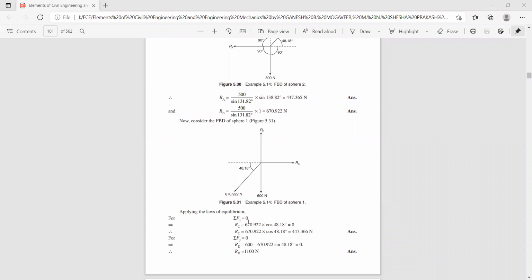So then sigma Fx, thereby we'll get the value of RC as 447.366 Newton. And again sigma Fy, that is RD minus 600 minus RB sine 48.18. So thereby you get the value of RD also. So that is 1,100 Newton.